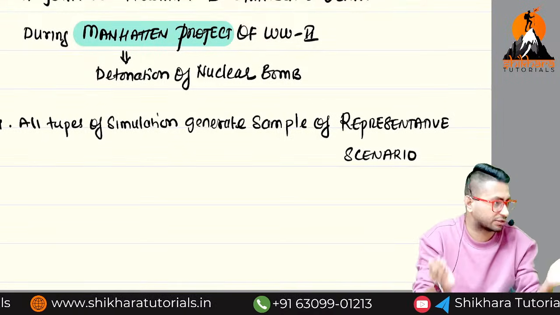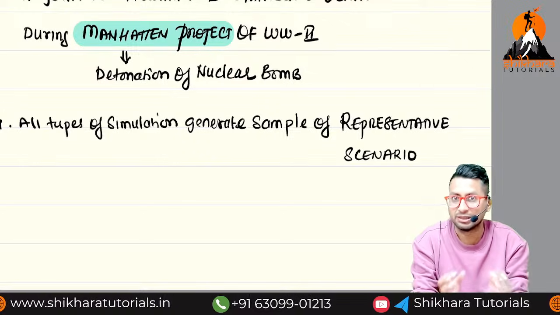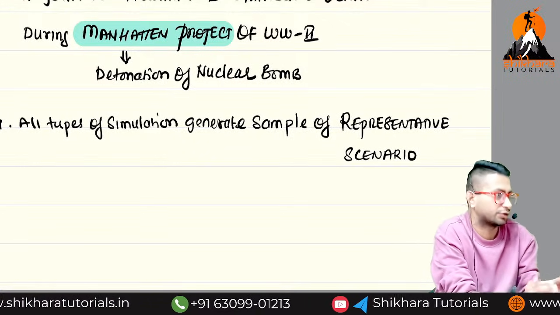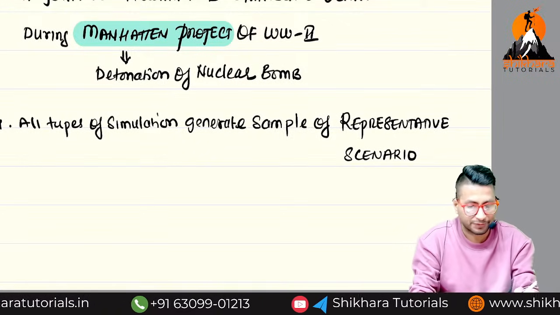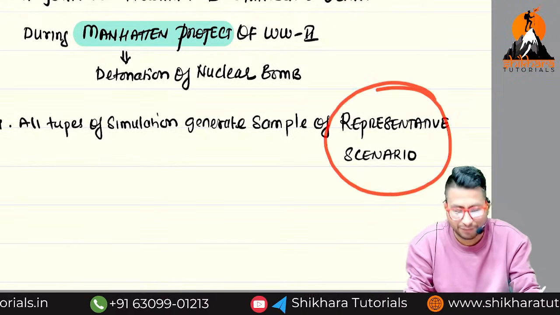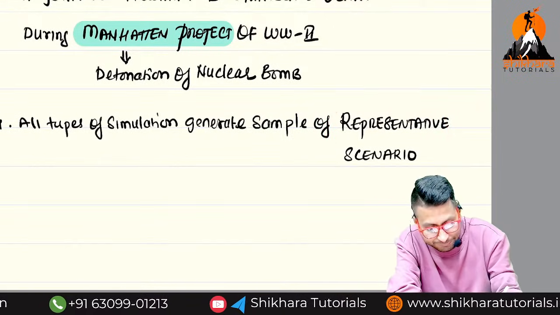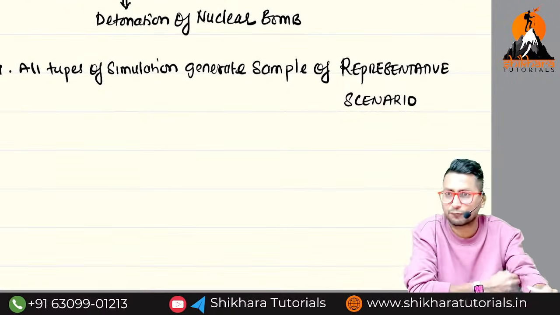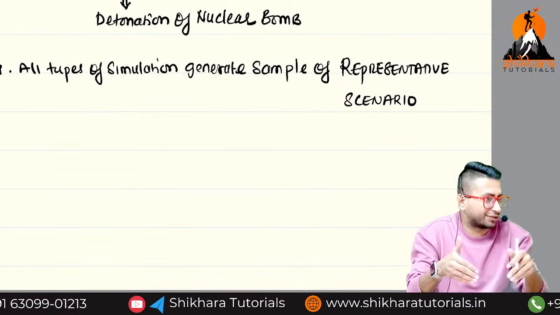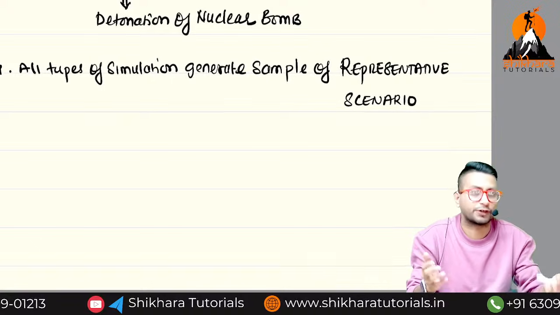Out of the total scenarios, what a user gives to the software based on some sample of scenarios, it will tell me the results. That is called what? Representative scenario. Clear? Now example, traffic light. Is there one traffic light in Hyderabad or many traffic lights?